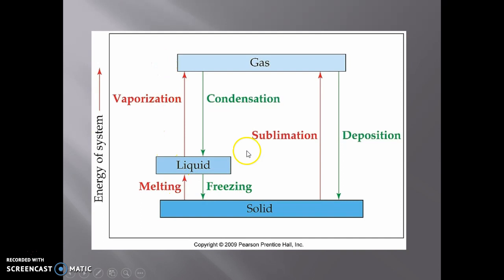So the red ones, we're adding energy to get to a more disorganized state. We're breaking up attractions in order to get the material from a more organized state to a more disorganized state. Versus the green ones, where we're removing energy in order to create a more organized state and increase the number of attractions between the molecules. So most attractions in the solid phase, and actually no attractions in the gas phase.